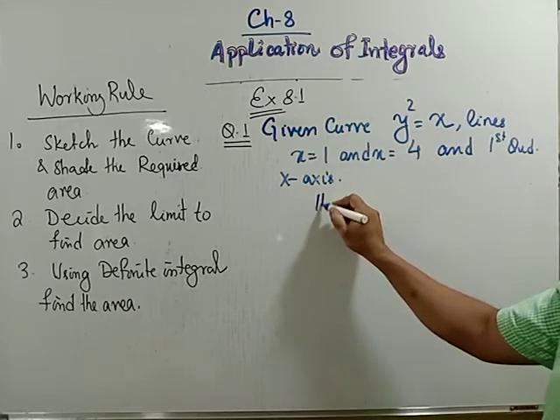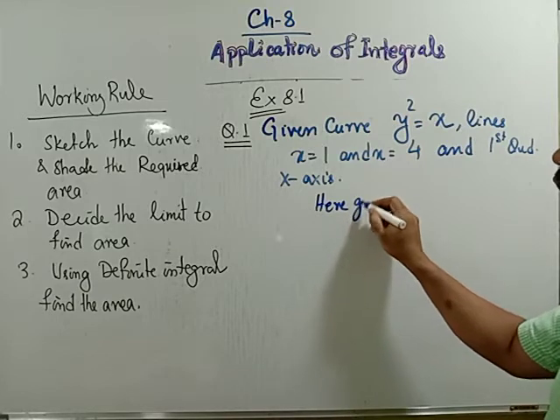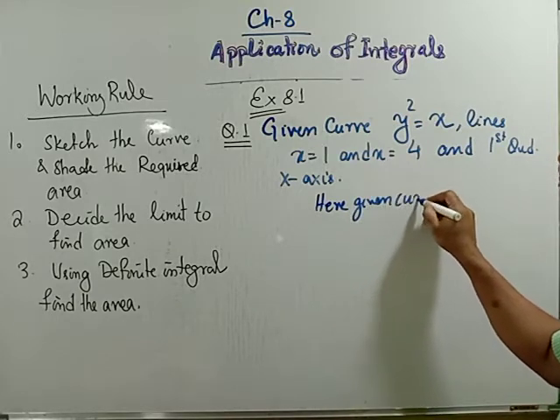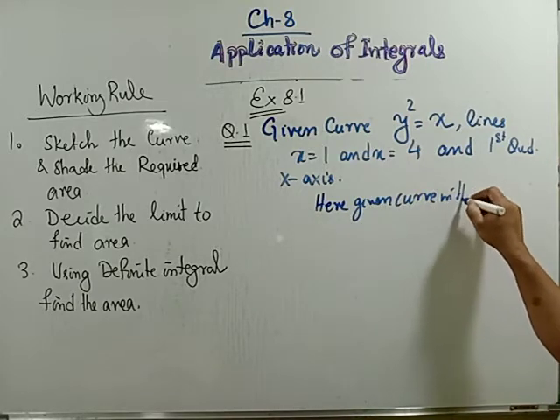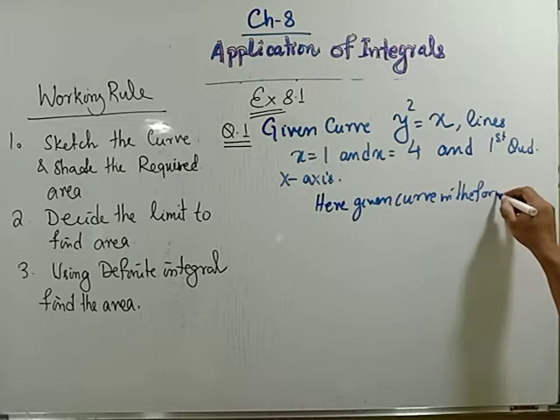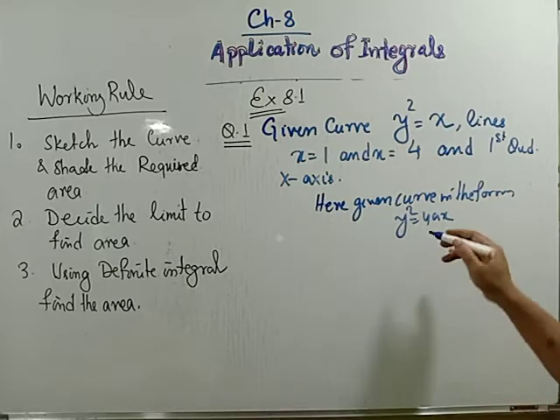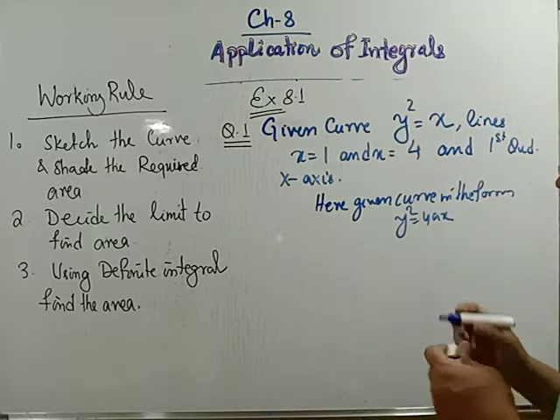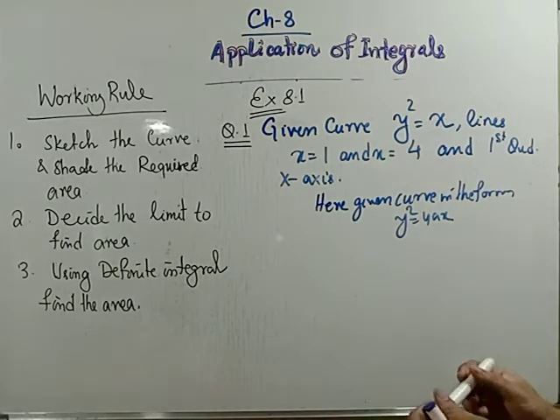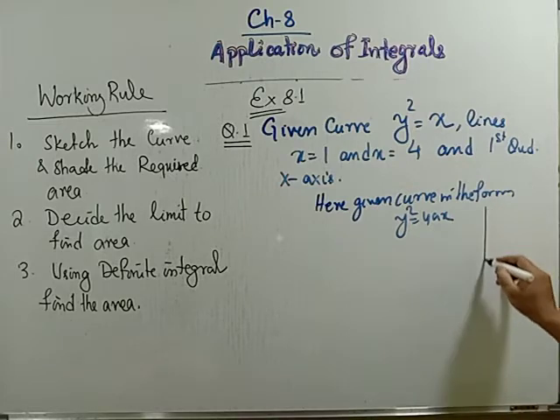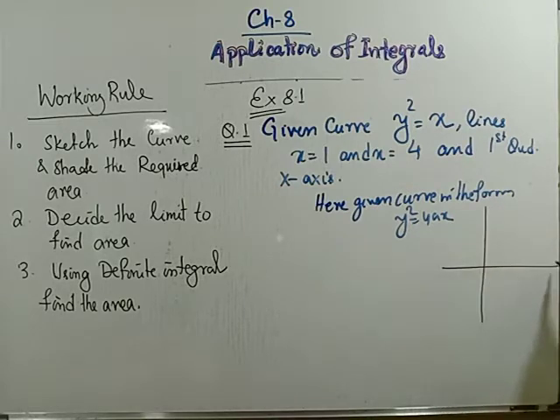The given curve is in the form y square is equal to 4x. What is that? This is a parabola. So the parabola curve, this way you will draw. This is the curve, y square is equal to 4x.